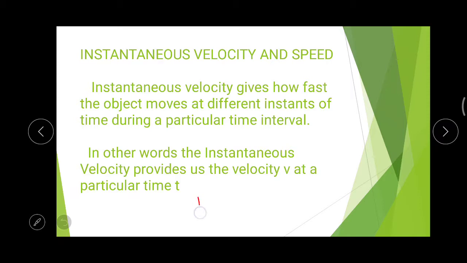Now if you represent 1 second of distance like this, then for a fraction of a second it is almost near to 0. Almost near to 0.